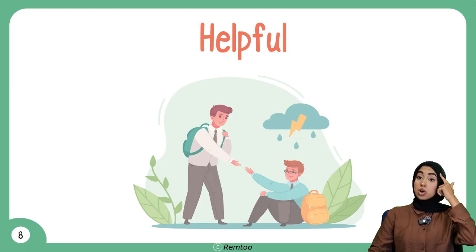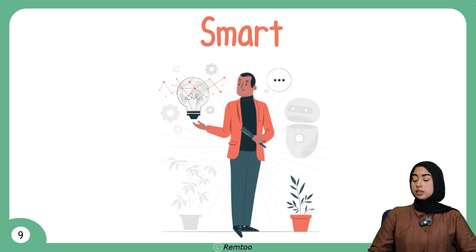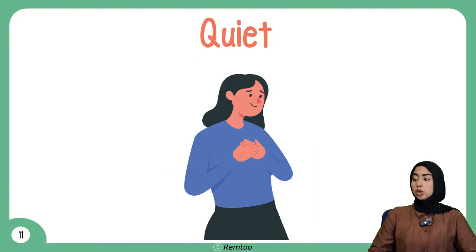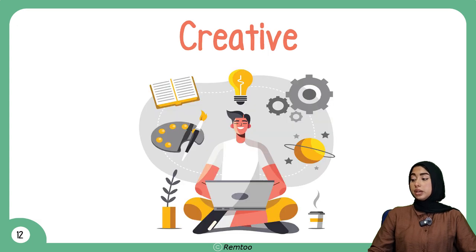Well, then we have smart. Smart, like he can solve any problem, he's really smart, he's really intelligent. Then we have friendly. Friendly. Yeah. Quiet. Quiet is the person who doesn't speak a lot. It's a quiet person. Creative. Creative, like he always thinks out of the box. He has new ideas, different things.